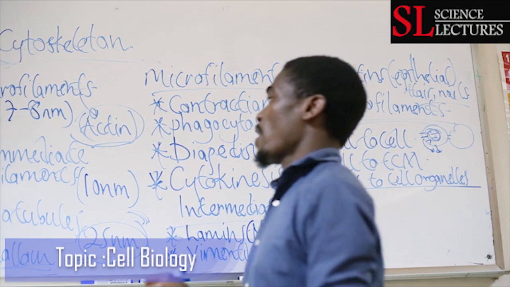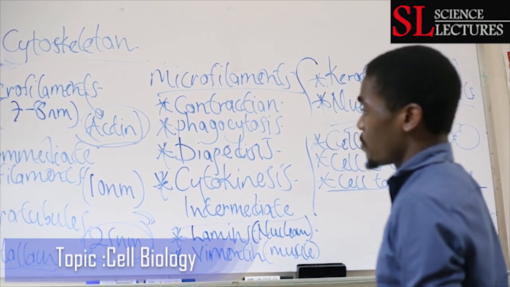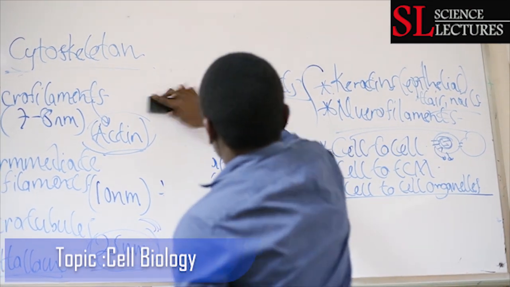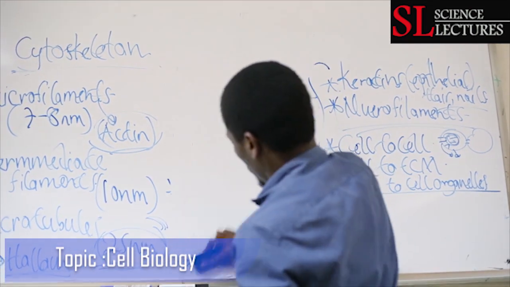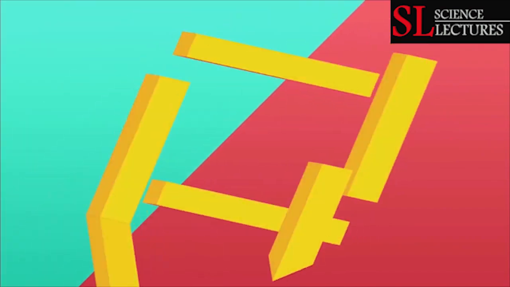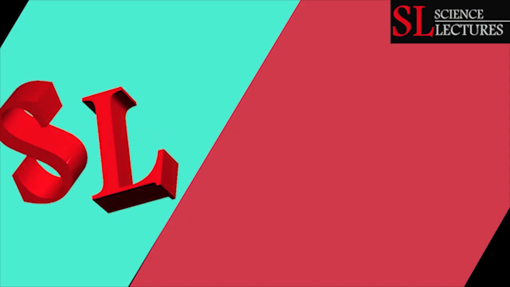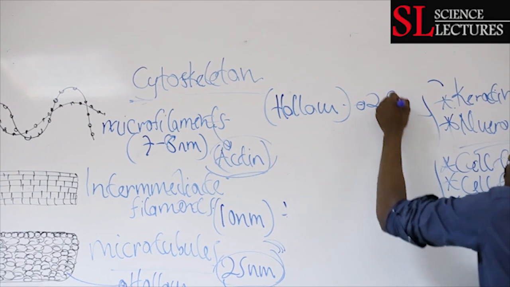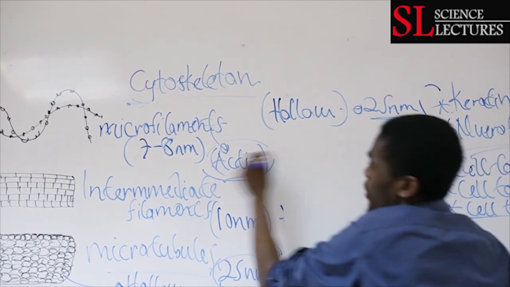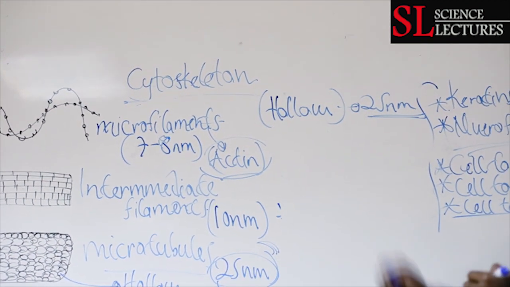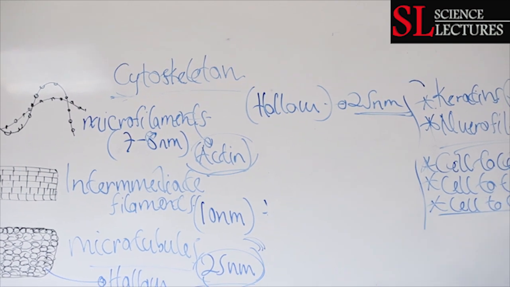Then finally we have the microtubules. Microtubules, we'll have a look at those ones. They are 25 nanometers thick. So we say they are hollow, they are tubes, because 25 nanometers is much larger than the 7 to 8 nanometers we saw in microfilaments, and the 10 nanometers we had a look at in the intermediate filaments.